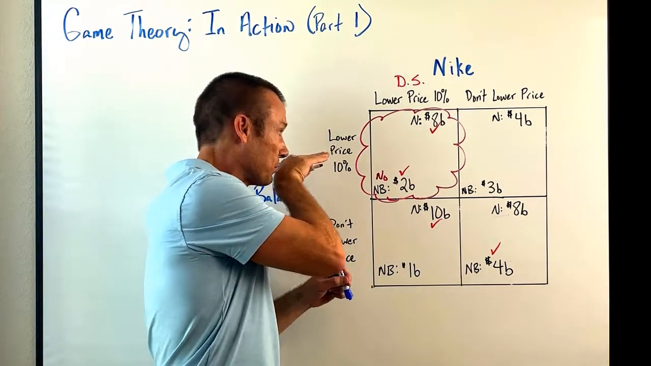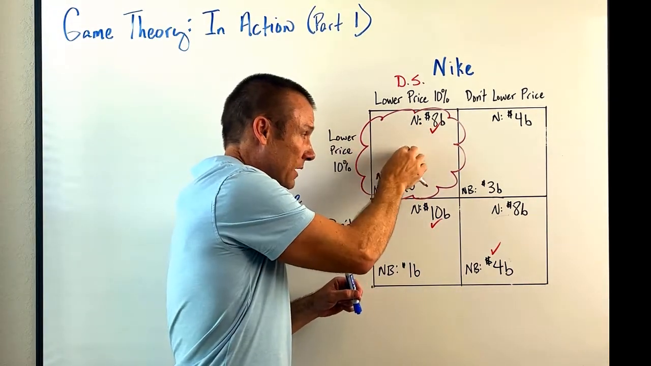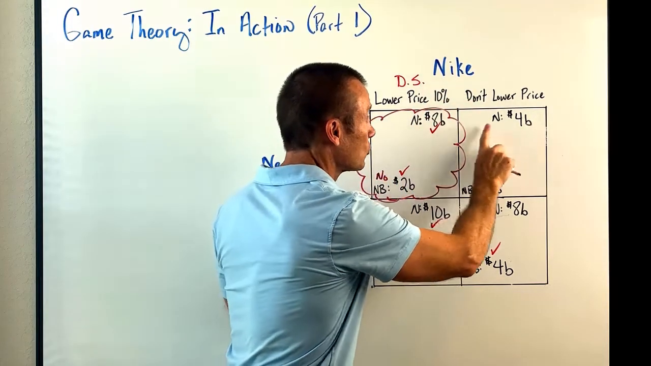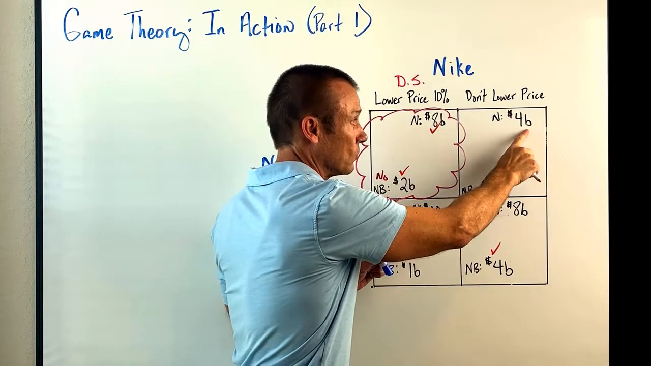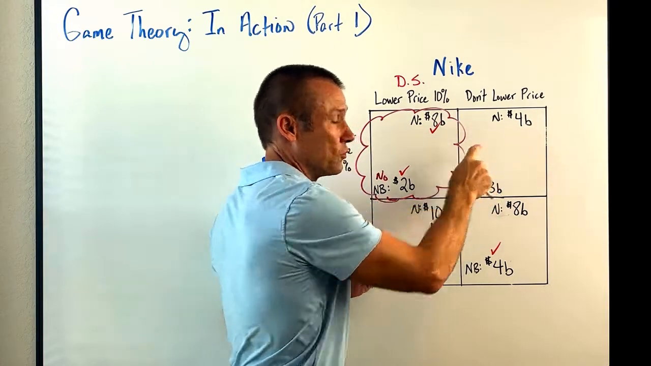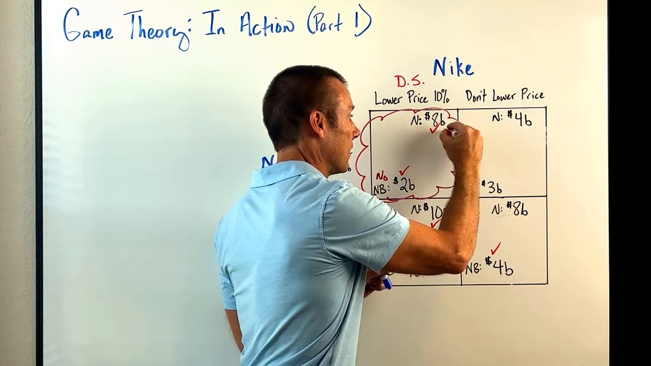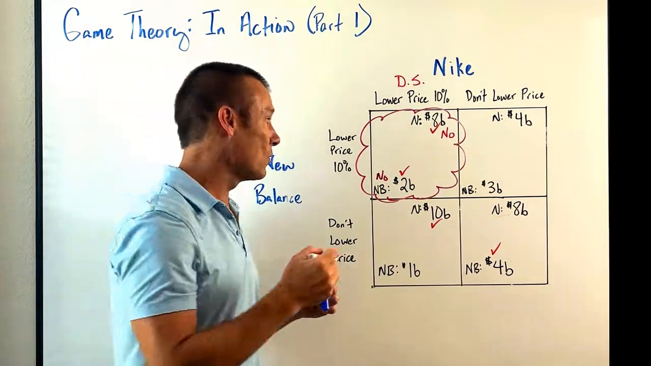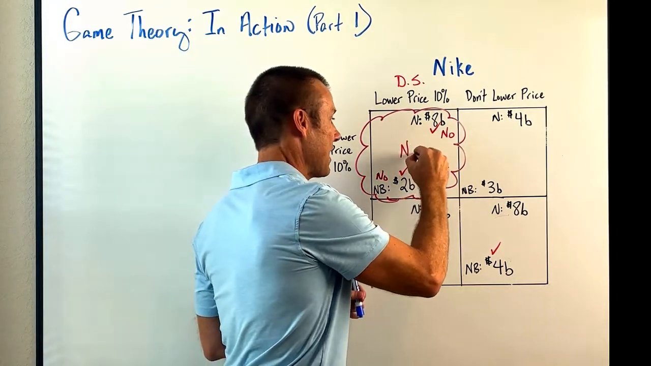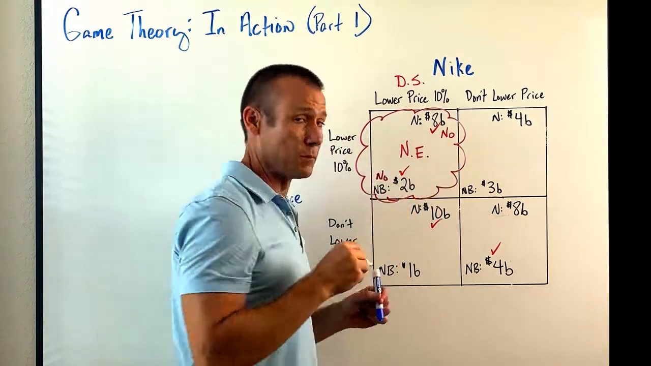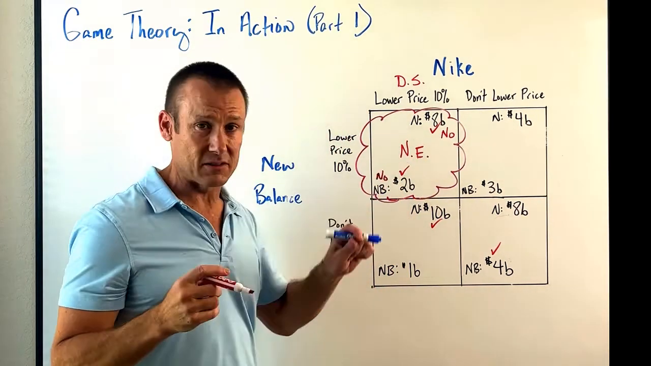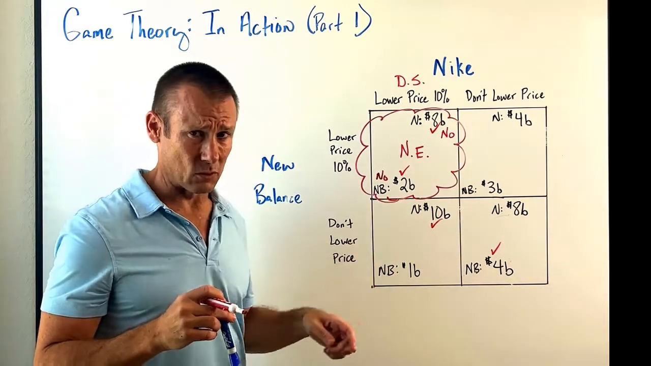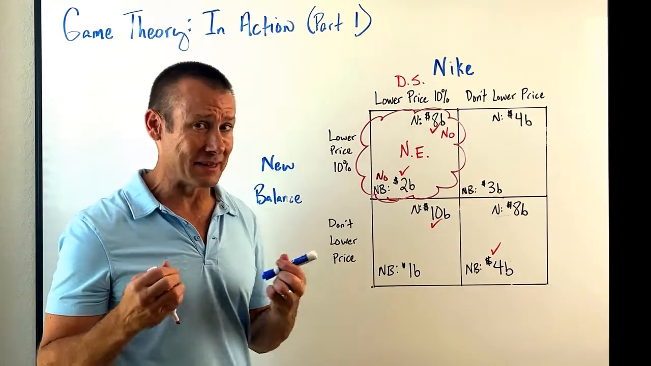Given that New Balance played lower price to get this outcome, does Nike have an incentive to switch from lower price to don't lower price, right? $8 billion to $4 billion. The answer is, again, no. What do two no's mean? Two no's mean it's a Nash equilibrium. So there we go. We have found out that that's a Nash equilibrium. And go ahead and tell you, none of these are going to be Nash equilibriums. Let's go ahead and examine at least one of them.